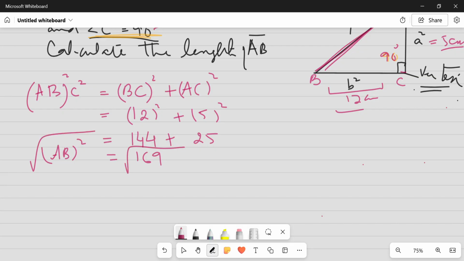When we take the square root, the square and the square root cancel out. And what is the square root of 169? The square root of 169 is 13. Calculators are allowed in the P2 paper. So 13 centimeter is the answer. The length of the hypotenuse, which is AB, equals 13 centimeter. Okay students, I hope you understood the Pythagoras theorem. Thank you.